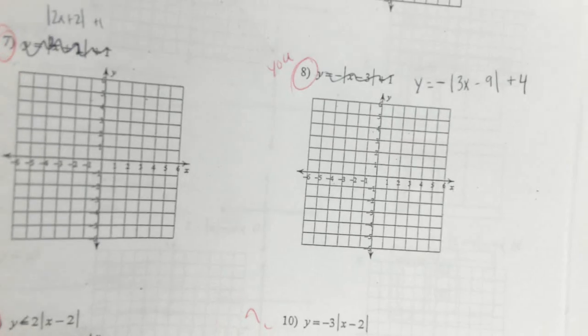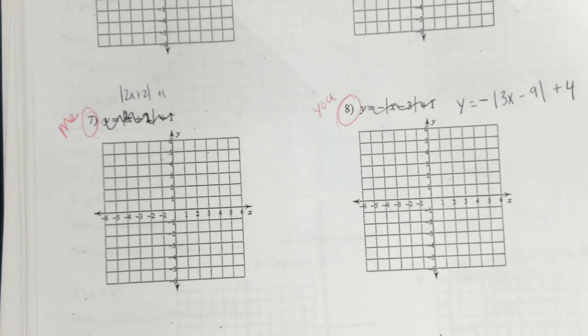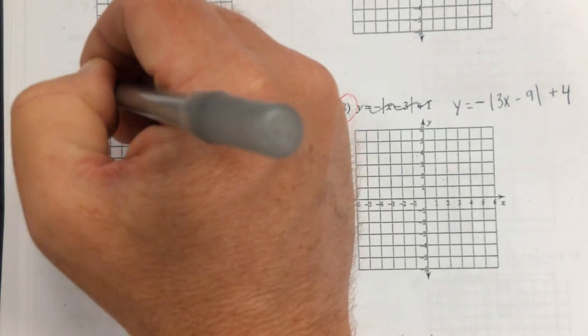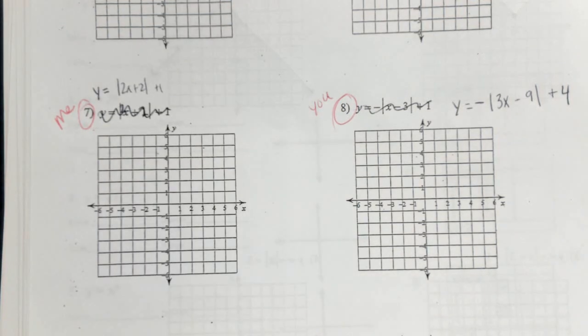Number 7, just flat out change number 7. We need to do some adjustments here to match the worksheet. So change that to y equals absolute value 2x plus 2 plus 1.